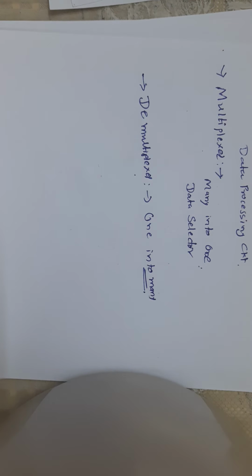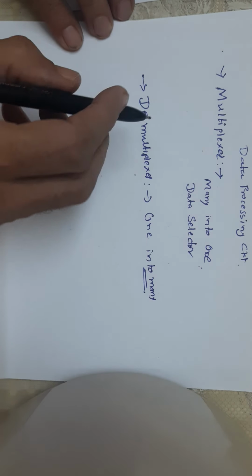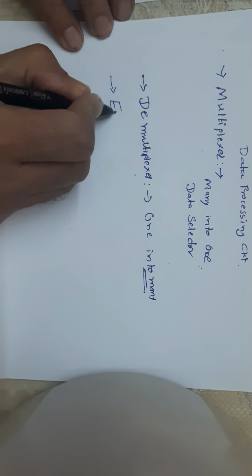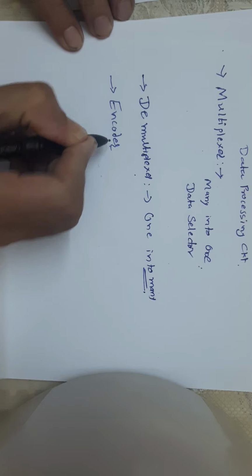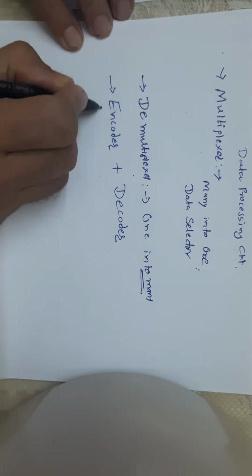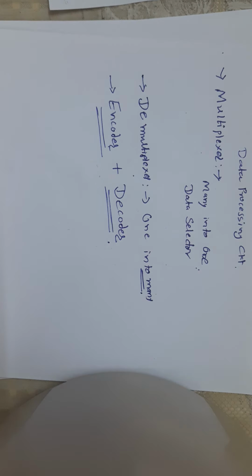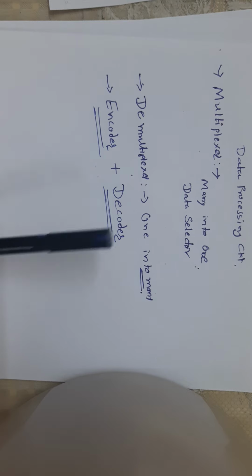Now the next one is the 1 of 16 decoder. The next topics are the encoder and decoder. This is our encoder, this is our decoder. We can discuss this in our next lecture. Thank you.